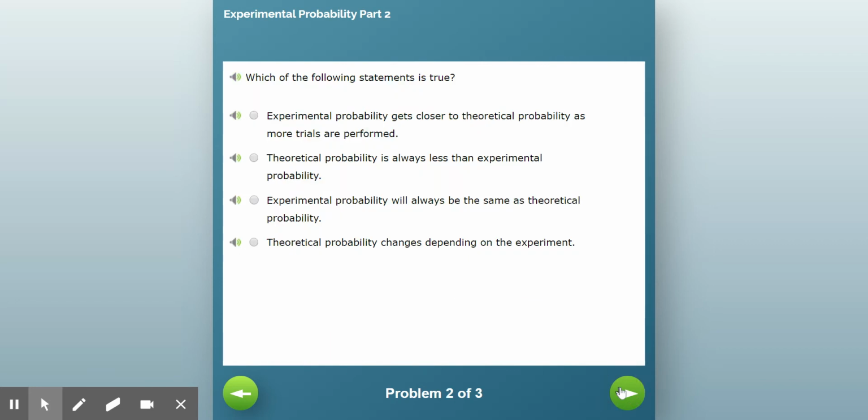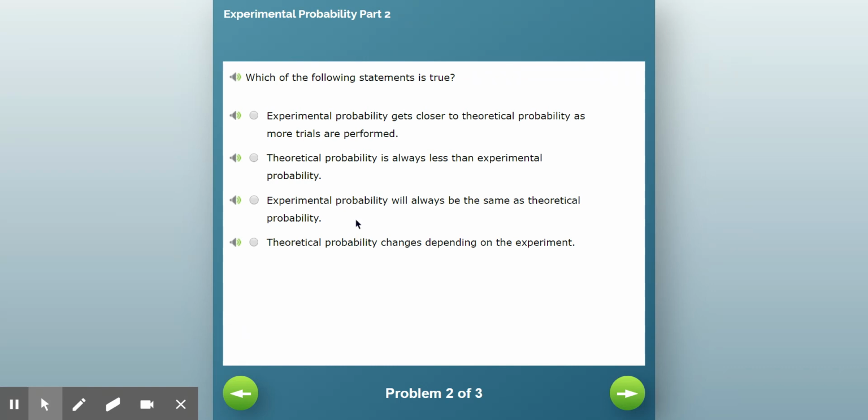Okay, so which of the following statements is true? Experimental probability gets closer to theoretical probability as more trials are performed. Or theoretical probability is always less than experimental. Well, theoretical probability isn't always less. It could be more, it could be less, it could be equal to. So I know that one's not true. Experimental probability will always be the same as theoretical probability. Well, we just proved that one false. Experimental probability was more, and then it was more again, and then it was the same. So it could be more, it could be less, or it could be the same. So that one's false. So we've eliminated those two.